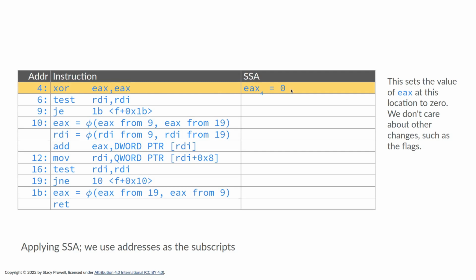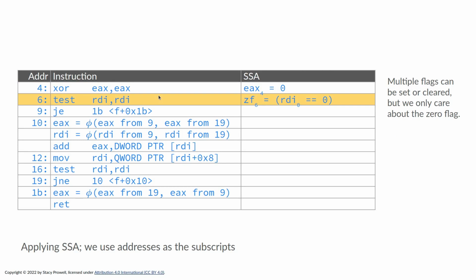We can proceed on. The next line, we do a test of RDI with itself. Do we change anything here? Well, no. Nothing gets changed in RDI or EDI, but wait. The zero flag at position 6 is going to be set if RDI0, the initial RDI, is 0. So I might write it this way. And normally you don't have to keep track of flags. It might be relevant, and so you might keep track of it. It's really up to you.